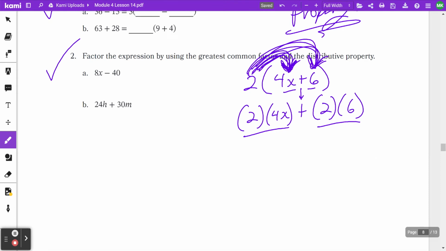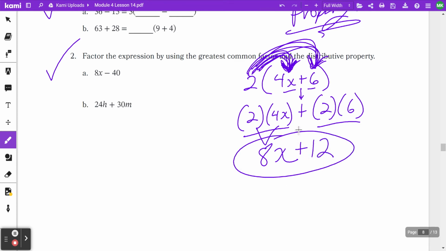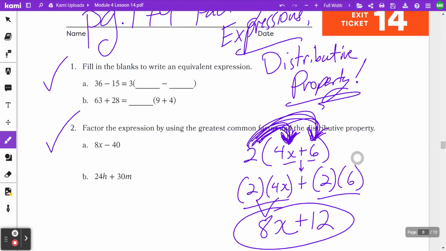And then we can go ahead and multiply. These guys here would give me an 8x, and this guy here would give me a 12, and we would be done. So that's how that worked. But now we're going to go in reverse fashion.